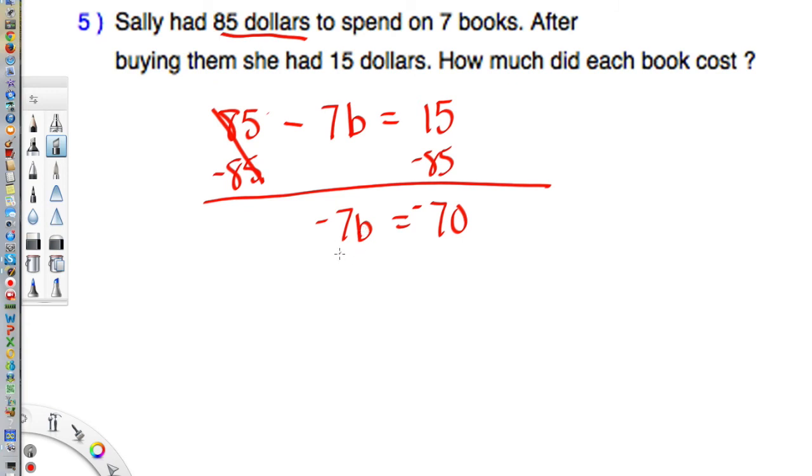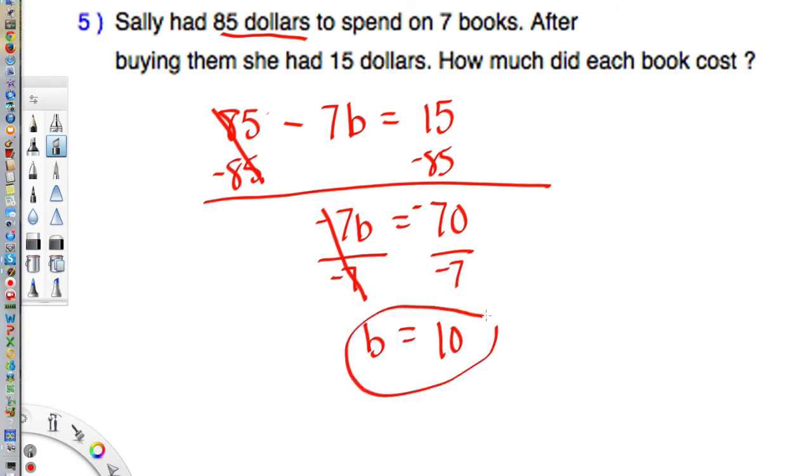Now I want to isolate the variable b. It's being multiplied by a negative 7. The opposite of being multiplied by a negative 7 is being divided by a negative 7. I'm going to do that on both sides. The negative 7 divided by negative 7 is just b, a positive b. And a negative 70 divided by a negative 7 is a positive 10. So each book must have cost $10. And sure enough, 7 times b is 70. If I take 70 away from 85, that'll give me $15 left over.